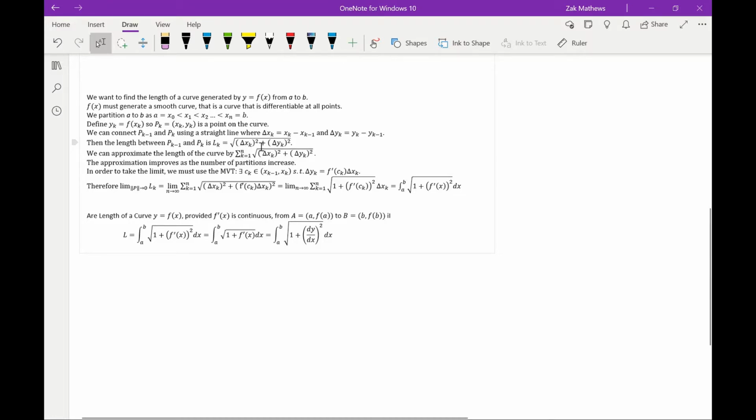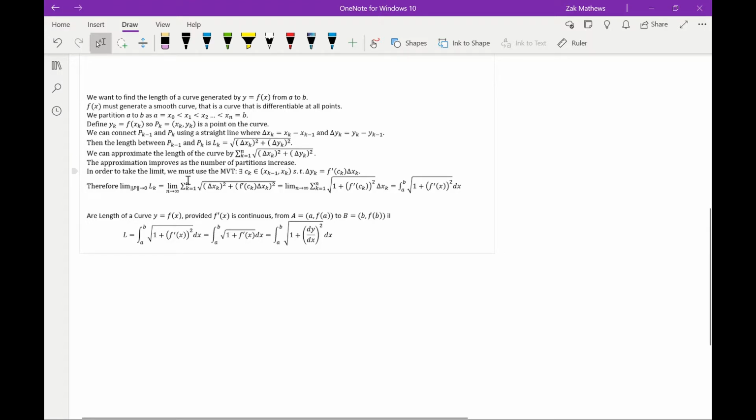It's the change in x squared plus the change in y squared. It should be a plus. We can approximate the length of the curve then by adding all those lengths up. This is looking the exact same as what we did with our area under curves. We're just now doing line segments. We're doing a bunch of lines, adding them all together to give us the length of this curve. The approximation improves as the number of partitions increases.